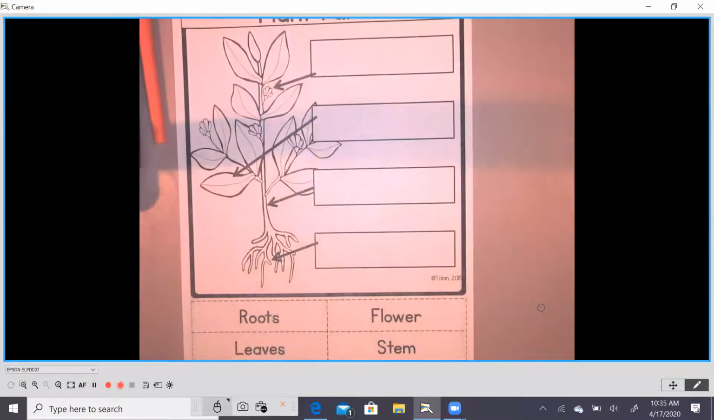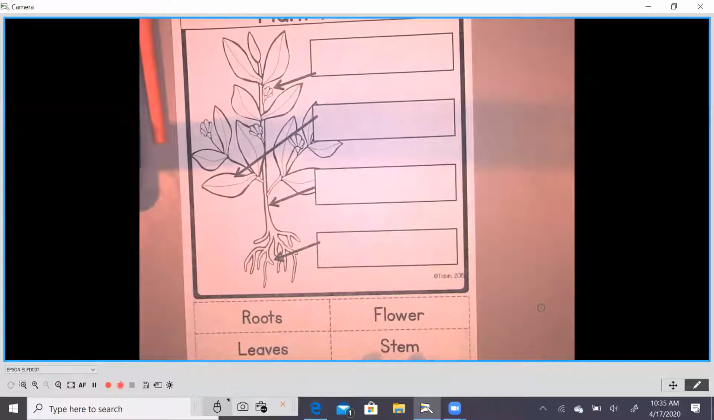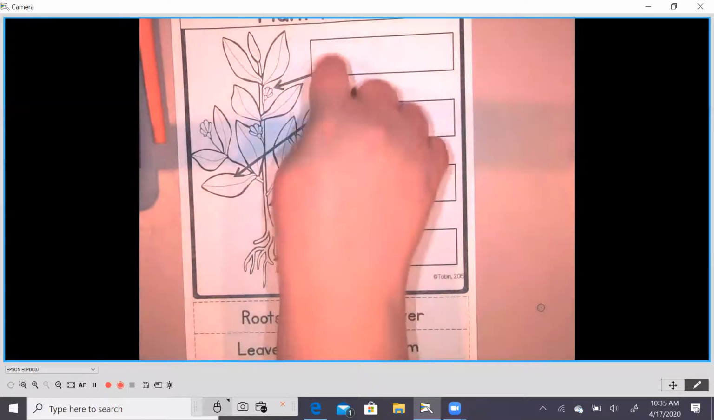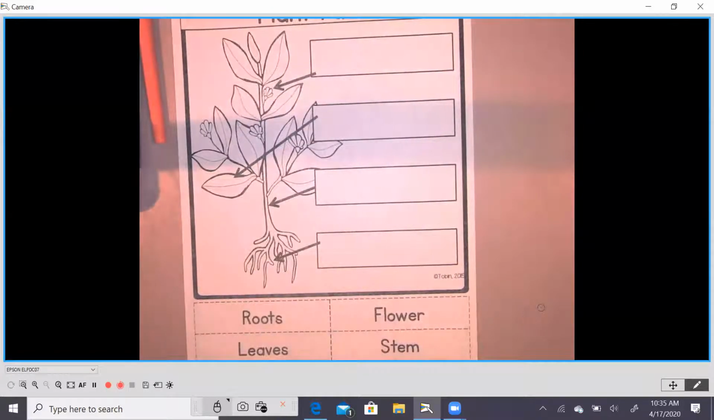Your job, you're not going to cut these. We are not cutting anything. You don't need glue. You don't need scissors. You don't need any of that. You're just going to need a pencil, okay? And you're going to label the plant using these 4 parts, okay? So think about which ones you know and process of elimination, okay?